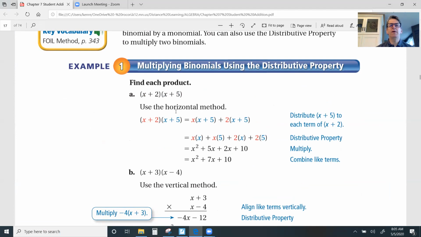You do that by taking this x plus 2 and treating it just like the distributive property. You multiply it times the x, then add it to the same x plus 2 times the 5. Then you do your algebra work, combine the like terms at the end, and you end up with x squared plus 7x plus 10. So the distributive property is one way of multiplying a binomial times a binomial.